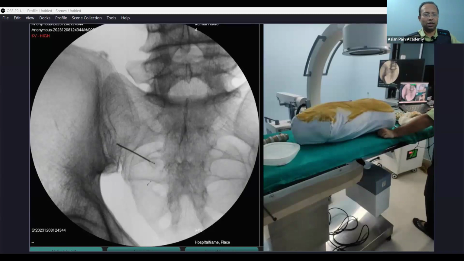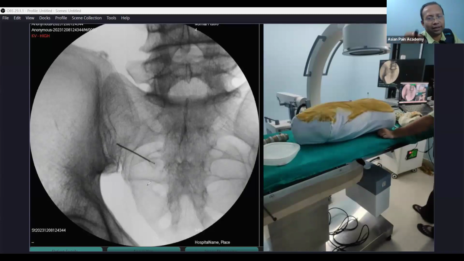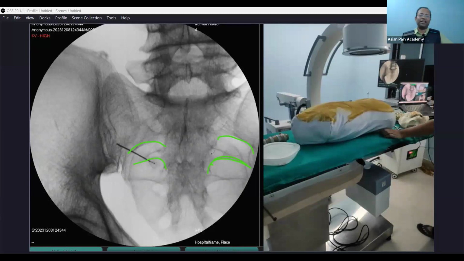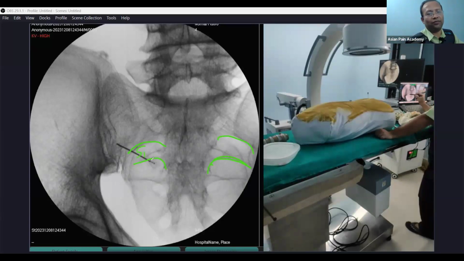So any other question? Otherwise, I will go for S1 transforaminal. So let us take the same picture only. Here in AP view, we can see which is the best foramen. These foramens are very nicely seen, but these are of no use because these are anterior foramens. So this is the S1 anterior foramen, this is the S2 anterior foramen.